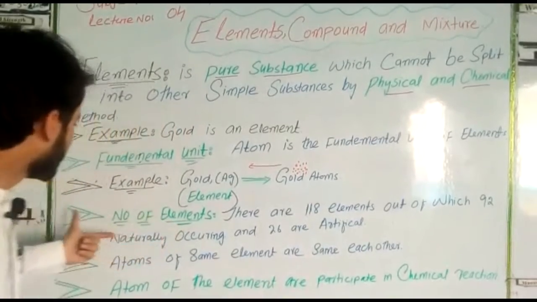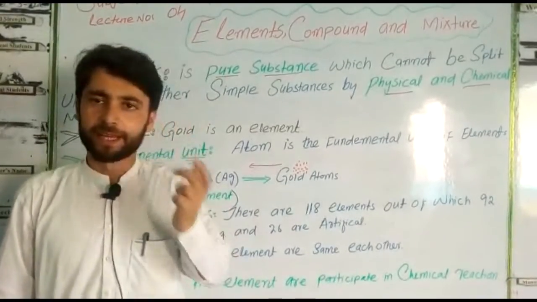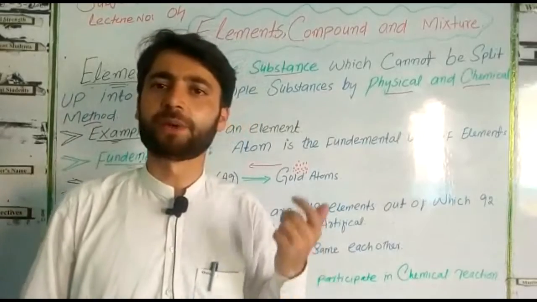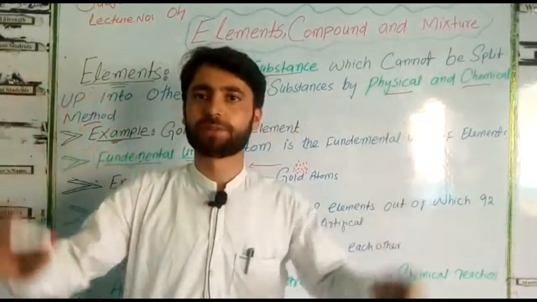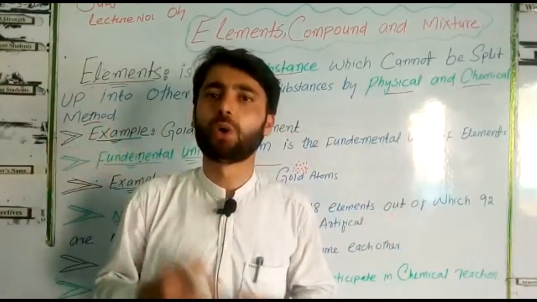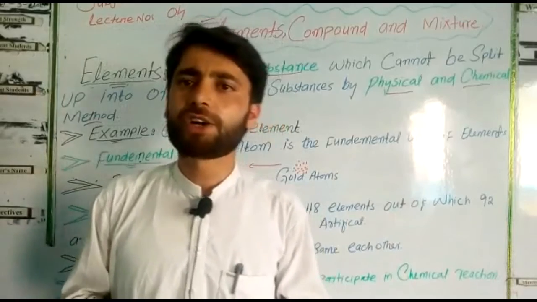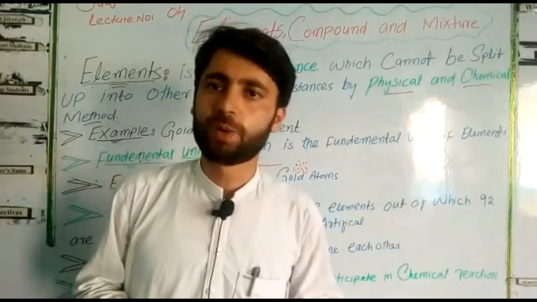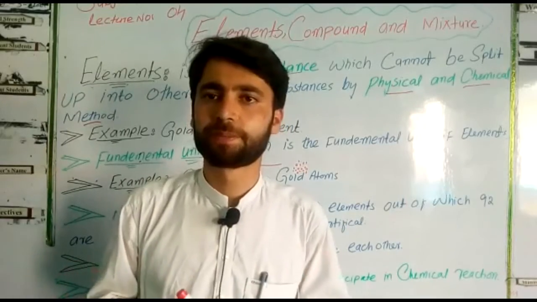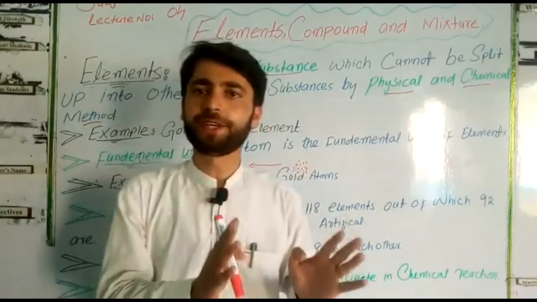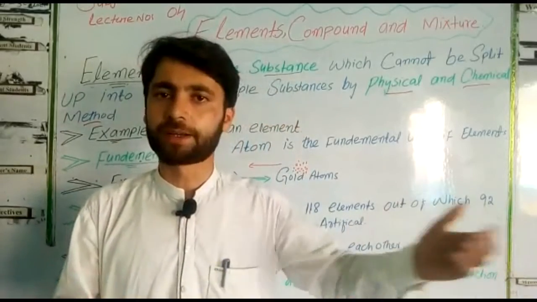And the second topic is the number of elements. Another question which arises in our mind is how many elements are there in this universe, the whole universe. So there are a total of 118 elements in this universe. Out of 118 elements, 92 elements are naturally occurring.